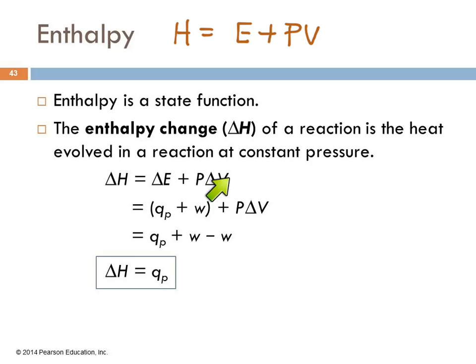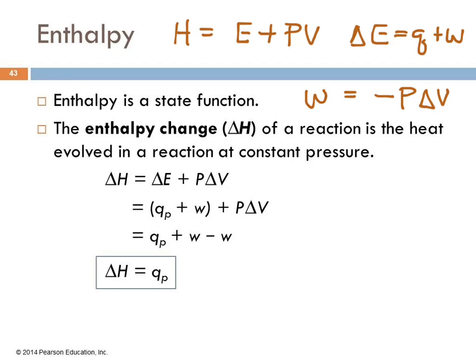Well, we saw this P delta V thing earlier when we said that the work done, the pressure volume work, was equal to negative P delta V. And we also learned that delta E equals the heat plus the work. So we're taking this relationship and plugging it in here. Now we're giving Q a subscript P, indicating that this is the heat evolved at constant pressure. So the delta E, the change in internal energy for the system, is the heat evolved at constant pressure plus the work done against the atmosphere. And then plus P delta V.